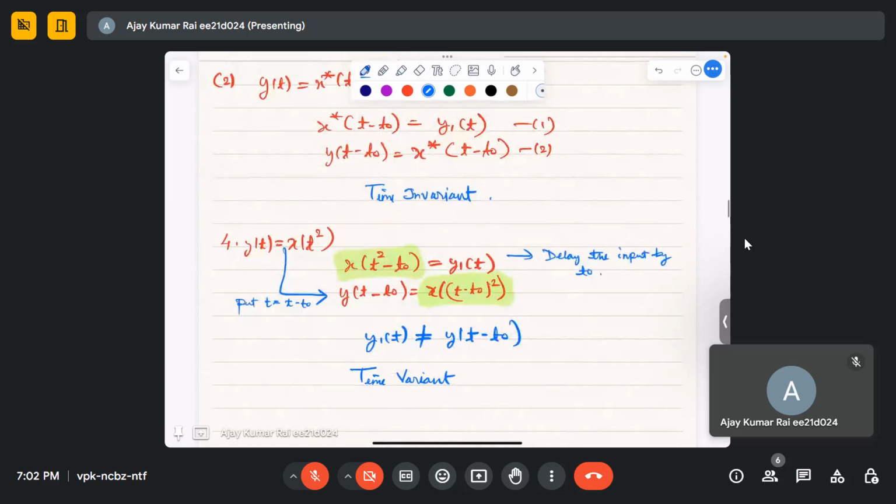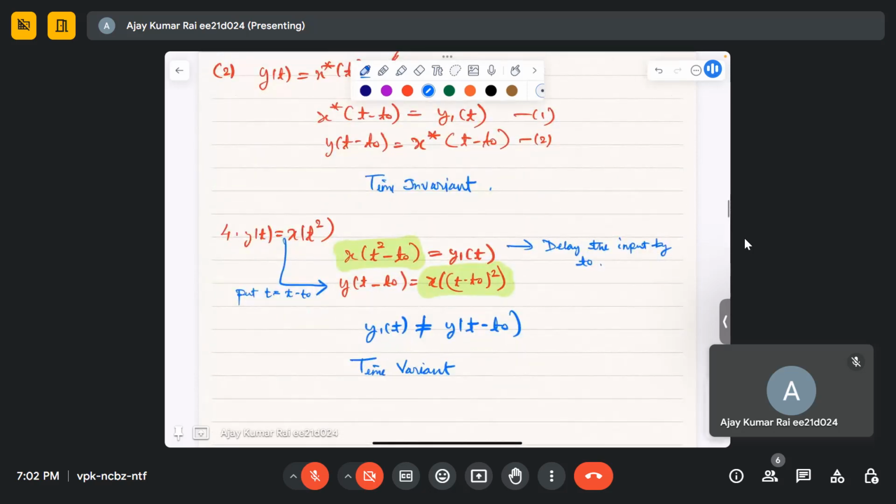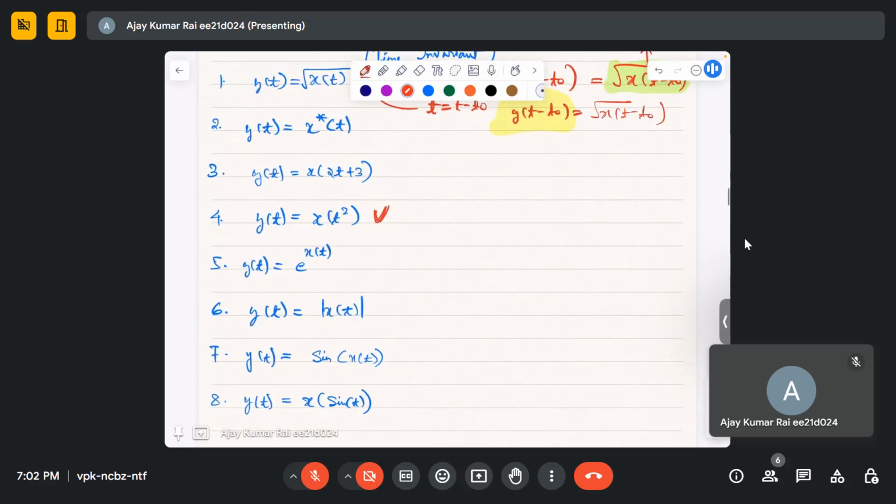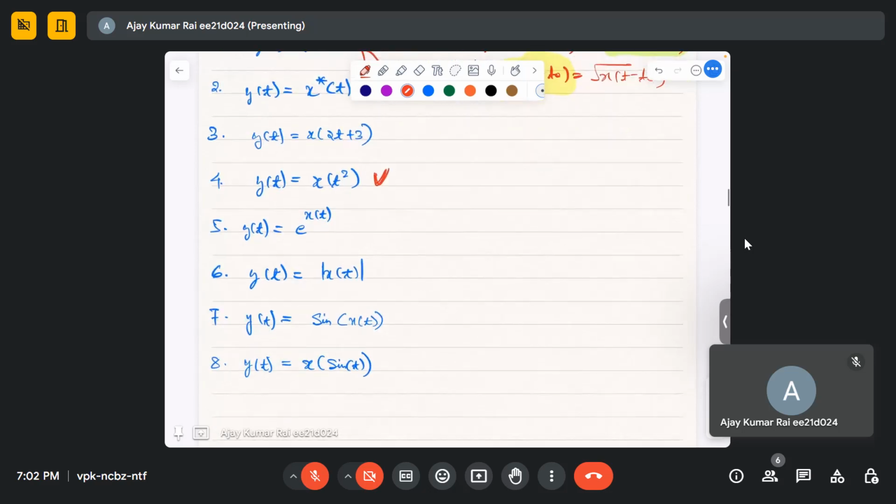Okay, but this is linear system that we have seen. Oh, there is no operation on x. So this is linear system but time varying system. Okay, so let me do one similar example, xt square. Okay, so which one I should do?